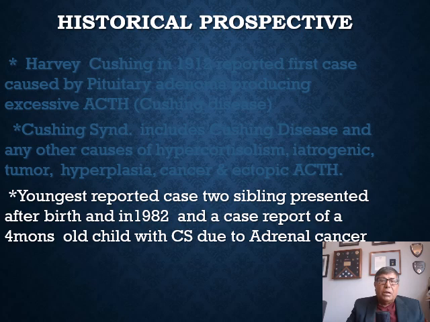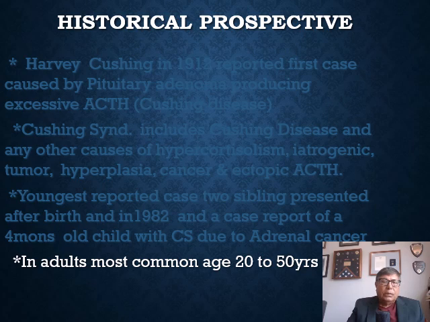The youngest reported case was two siblings who presented with the diagnosis within a week or 2 weeks after birth in 1982. There was also a case report of a 4 month old with Cushing syndrome, and that was due to adrenal cancer. And in adults, the most common onset of the disease occurs between 20 and 50 years.